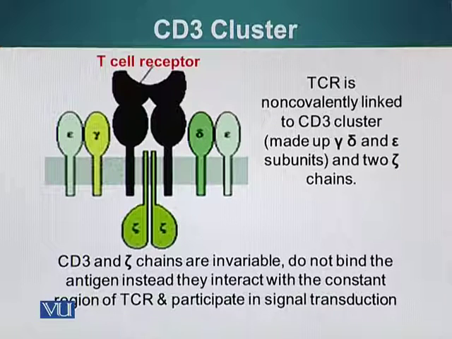CD3 and zeta chains are invariable. They do not bind the antigen. Instead, they interact with the constant region of the TCR and participate in signal transduction. So once TCR has recognized an antigen in association with MHC molecule, there will be a conformational change, and this change will be read by the CD3 cluster composed of gamma, delta and epsilon subunits and associated zeta chains you can see on this slide.